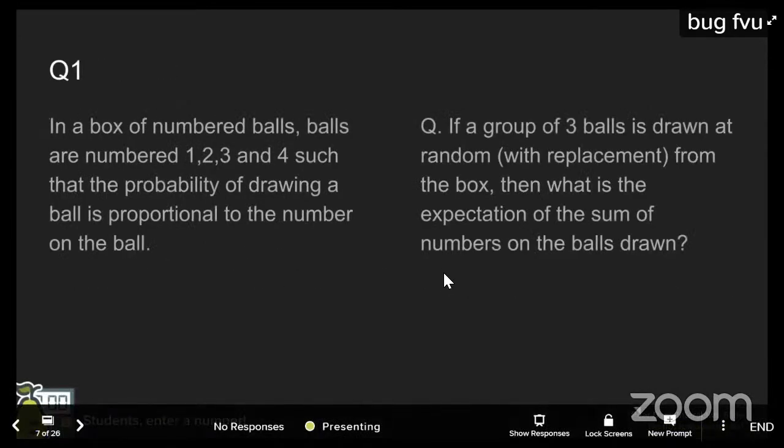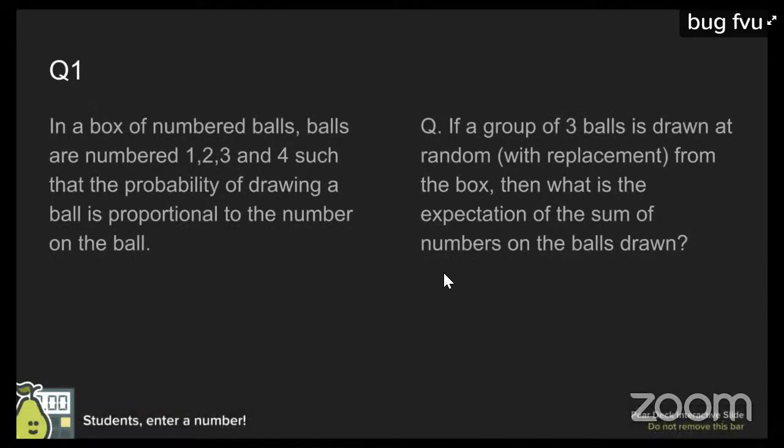Okay, so the second question is linked with the previous one. It's again the same description. You have the box of numbered balls. Balls are numbered 1, 2, 3, and 4, and the probability of drawing a ball is proportional to the number on that ball. But this time we are drawing 3 balls with replacement. So you have to find the expectation of the sum of numbers on the balls drawn. So this time instead of 1 ball, we are drawing 3 balls. What would be the expected sum of numbers on the 3 balls we have drawn?